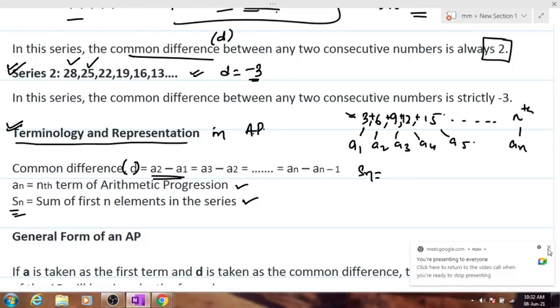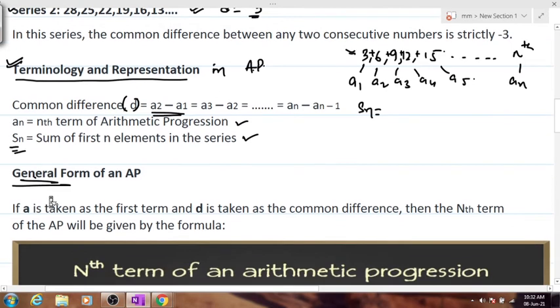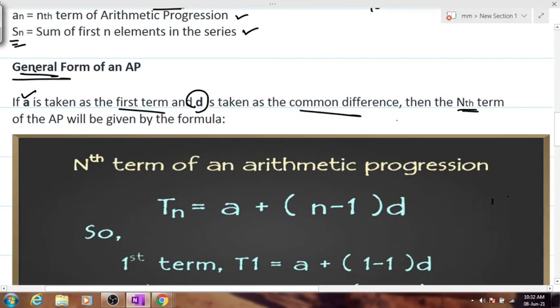So the next topic will be the general form of AP. Clear? The general form of arithmetic progression. So if we take A as the first term and small d as the common difference, then the nth term, the last term, basically, is given by Tn is equal to A plus n minus 1 into d. This is the general formula for calculating any term.